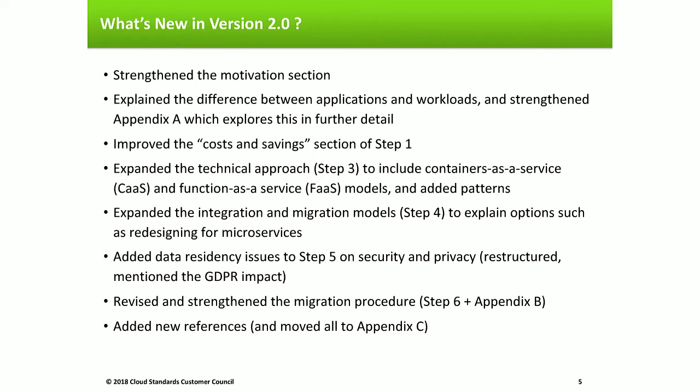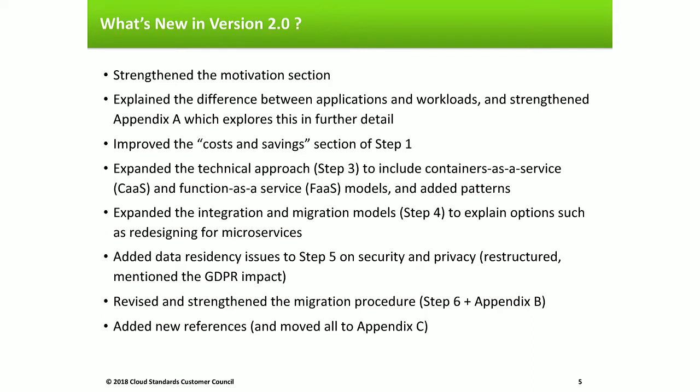In step 1, which is about the business case, we've improved the cost and savings sections. Obviously, in the last 3 years, people have learned more about the key aspects of the economics of the cloud that influence your decision. In step 3, the technical approach, and Ash will describe that to us in a moment, we've included 2 new types of something as a service: containers as a service and functions as a service. So we no longer just talk about SaaS, PaaS, and IaaS. We also talk about CaaS and FaaS.